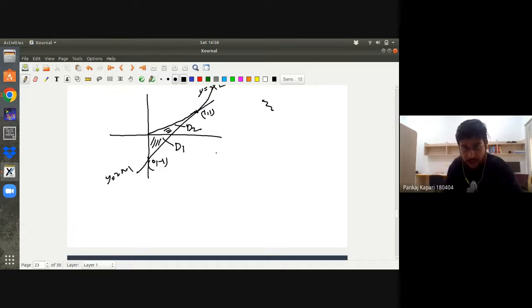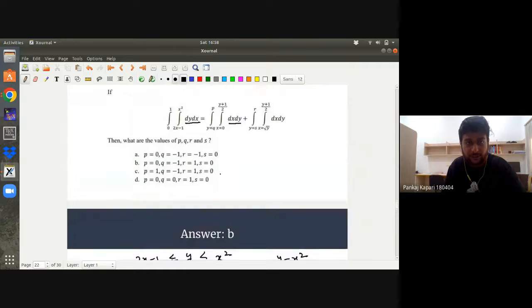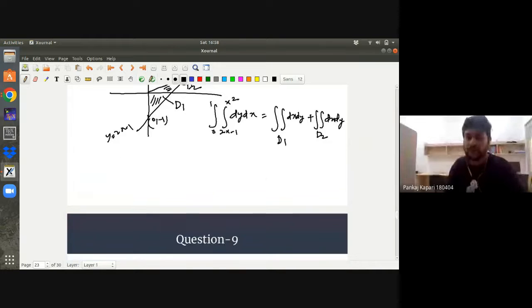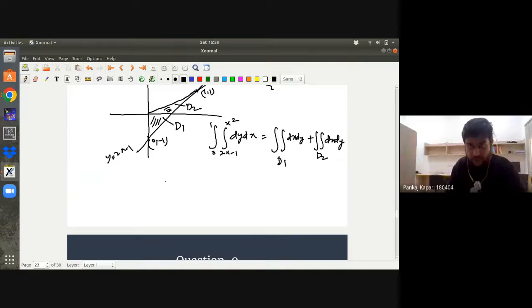Therefore our given integral, which is first dy dx, and then limits from 2x minus 1 to x square, 0 to 1, this will break into two parts. Two parts mean the first region d1 of dx dy plus the second region d2 dx dy. Now we have to just find the limits of the integration. So what are the limits of the integration for the first part, the d1?